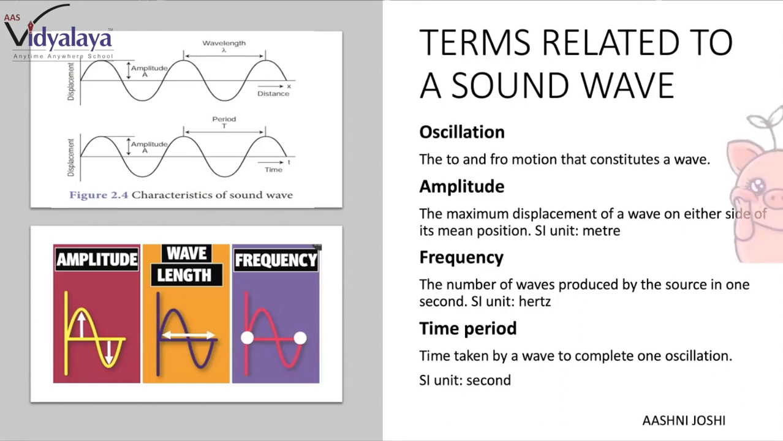Here now we have time period. So the time taken by a wave to complete one oscillation. So it can be when a body goes from here to here to here and back to the mean position, that is the time period of a wave. And the SI unit of that is second, obviously, because we are measuring time.